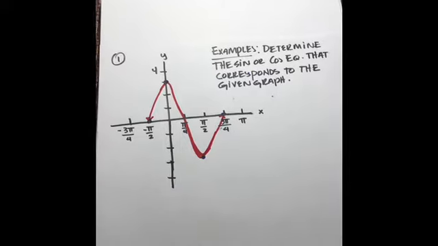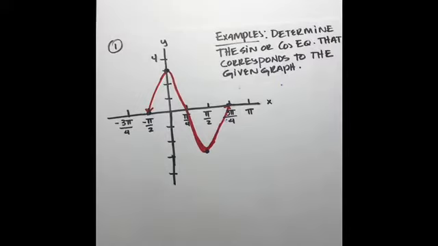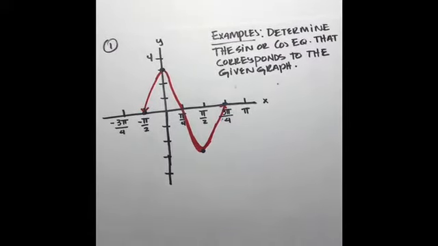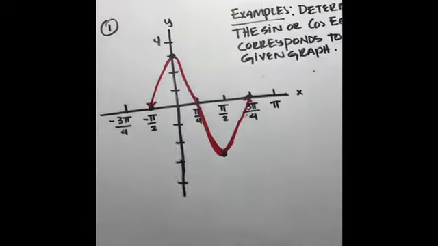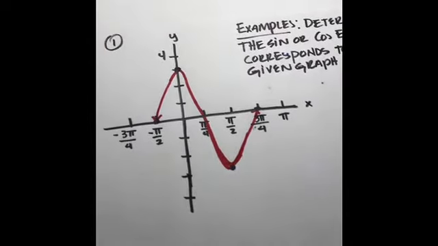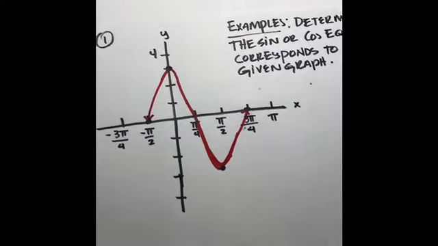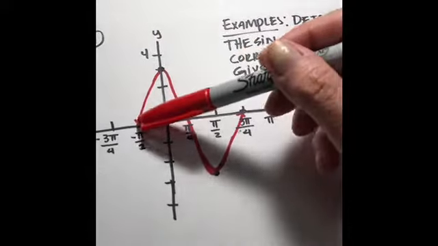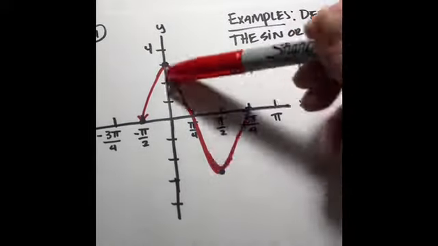Now in this set of examples, they're asking me to determine the sine or the cosine equation that corresponds to the given graph. This is example number 1. Just by looking at the shape of the given graph, I can determine that it is a sine function. Remember that sine functions always begin at the average y value and end at the average y value. It's the shape of a sine function.